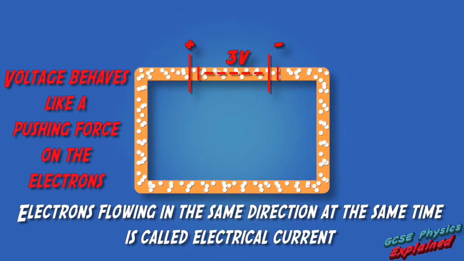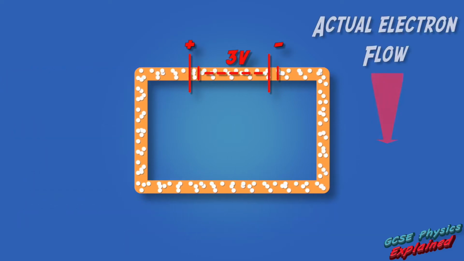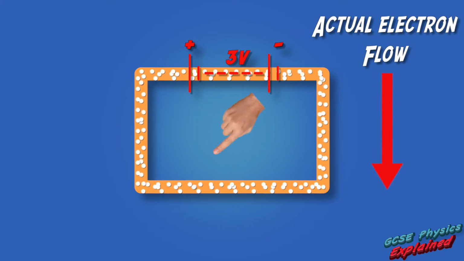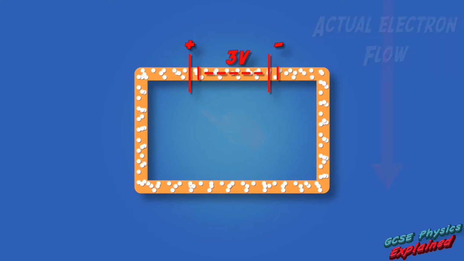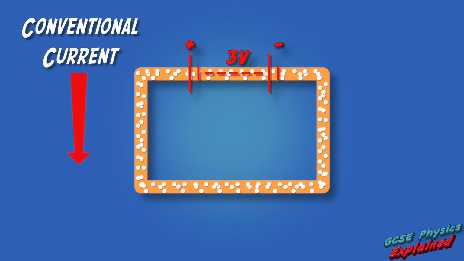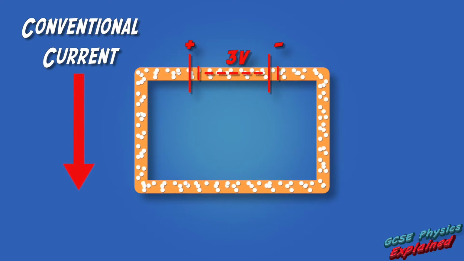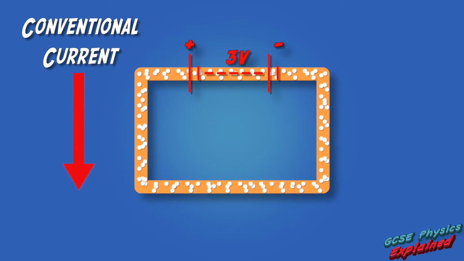Please note, I'm showing actual electron flow here, which flows from the negative terminal of the battery to the positive terminal. Conventional current flows the opposite direction, from the positive terminal to the negative terminal. You need to know both for your exams.